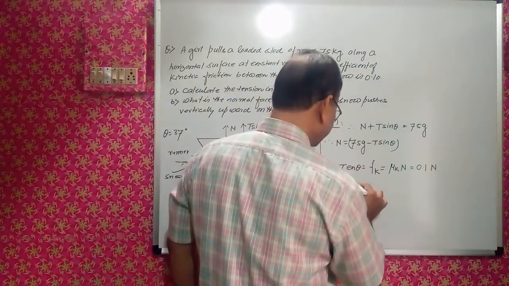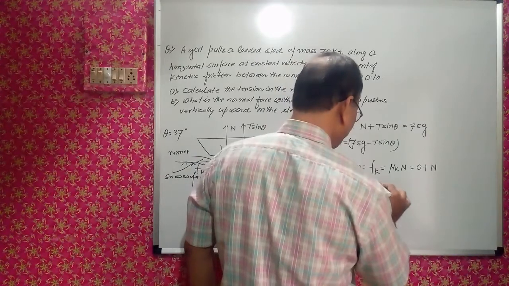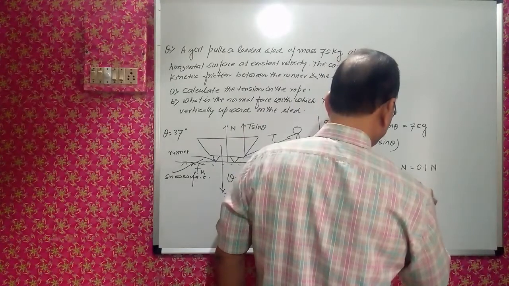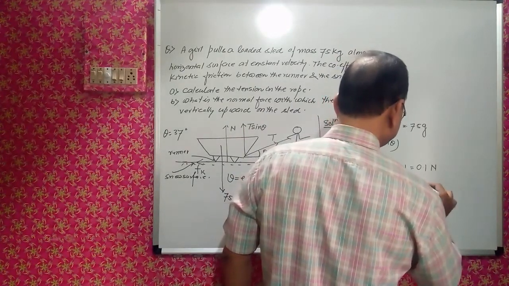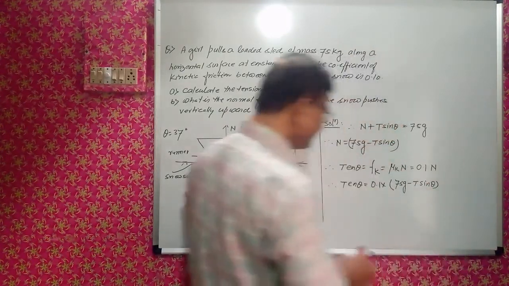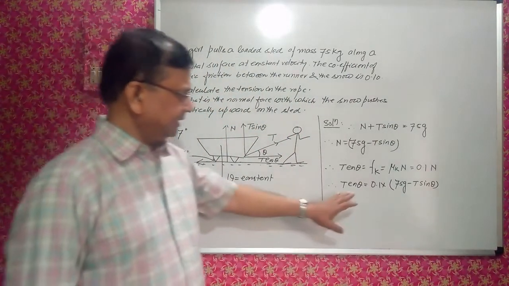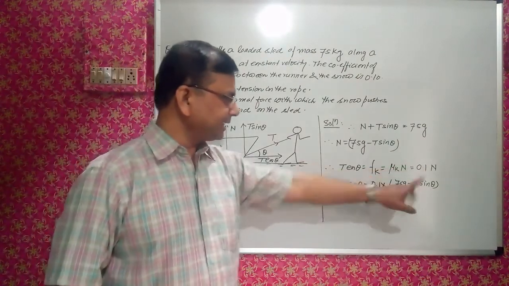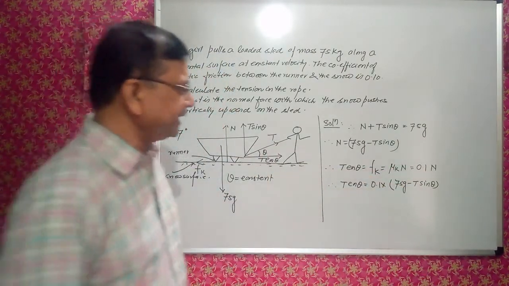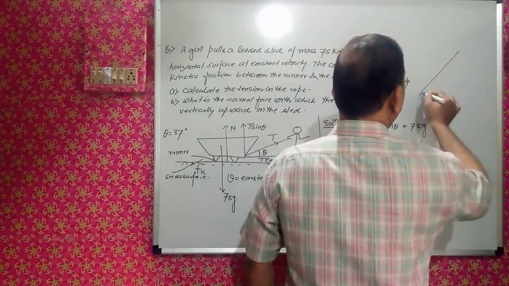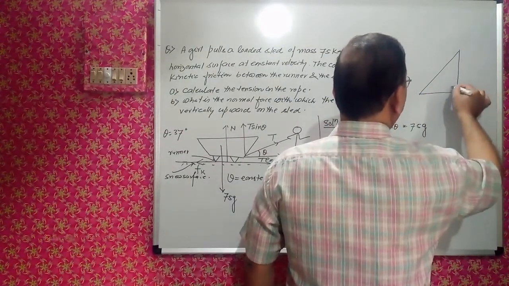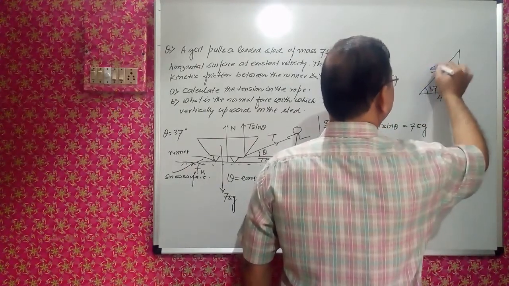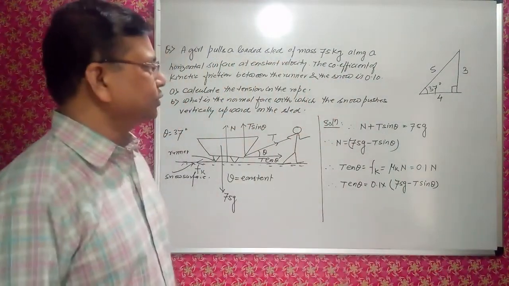Therefore T cos theta is equal to 0.1 into the normal reaction we have got over here, that is 75g minus T sin theta. Now I'll put the values. Theta is known, 37 degree. We can put the value of cos theta and sin theta, then we can find the value of T. See, standard angle, this is 37 degree, this is 3, this is 4 and this is 5, right? So put the values.